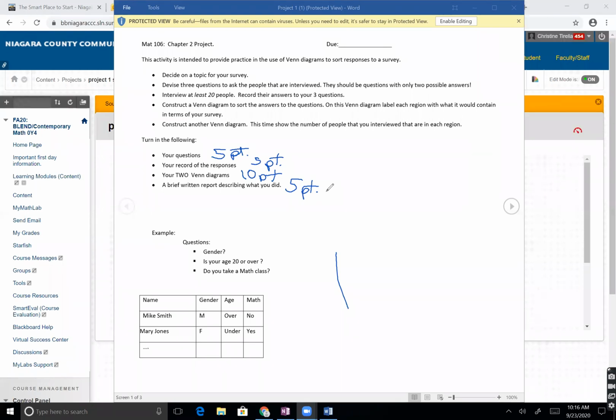If I already submitted it, am I able to tweak it? If I already submitted it, can I go back and edit it a little bit? I will change the settings so that you can, yes.